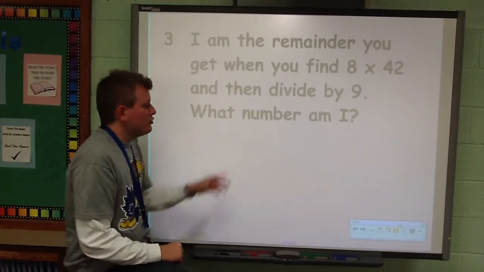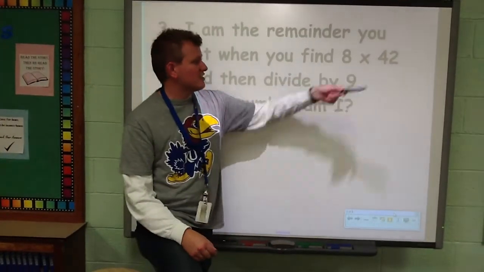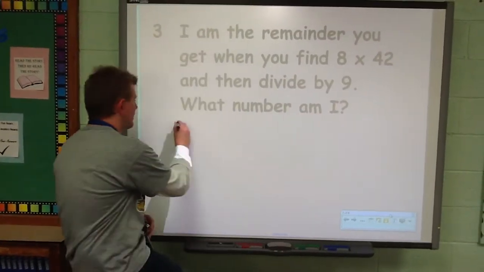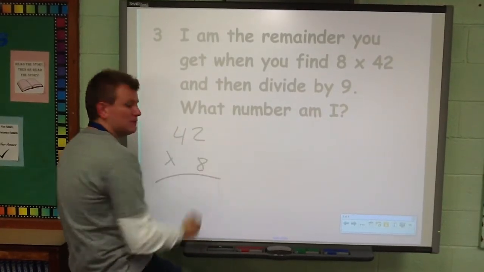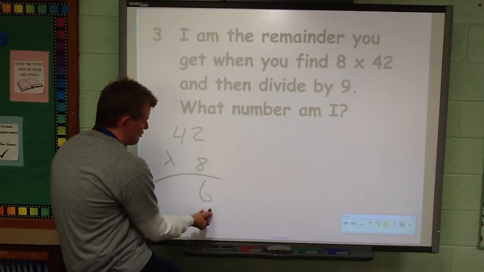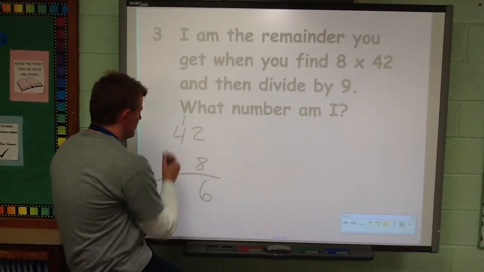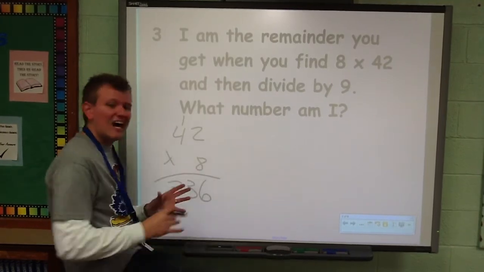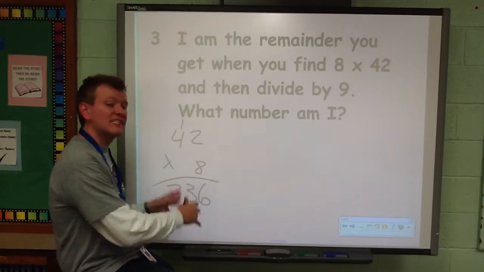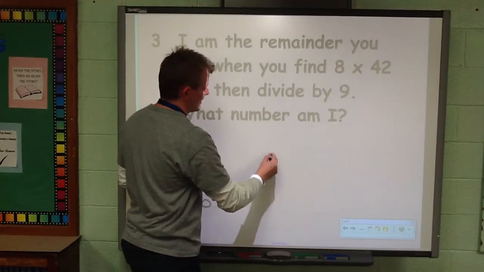Well, here's the deal. You can't do division yet because the first thing we need to do is figure out what the answer is when we do 8 times 42. So that's what I'm going to do first. 42 times 8. 8 times 2 is 16. Drop the 6, carry the 1. 8 times 4 is 32 plus 1. 336. Now, that's not my answer, but it is going to help me get my answer. Okay, so I've got 8 times 42 is 336.